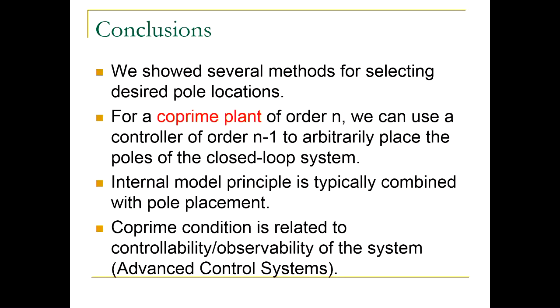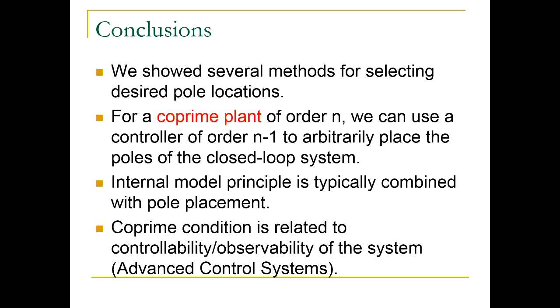All right, so just to wrap up, we showed several methods for selecting desired pole locations: Butterworth filter, prototype filter, dominant poles. We also saw that for a coprime plant, in other words, there are no pole zero cancellations in the plant, the controller of order n-1 would be able to arbitrarily place closed loop poles, right? So the controller has to be general enough. You have to have enough coefficients in the controller to play with in order to achieve arbitrary pole placement.